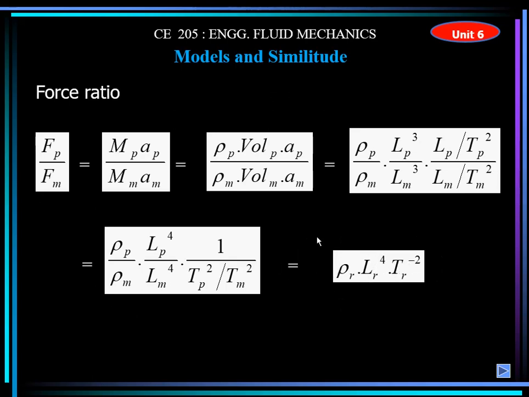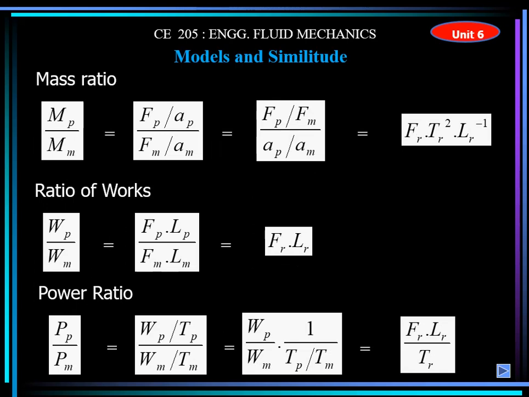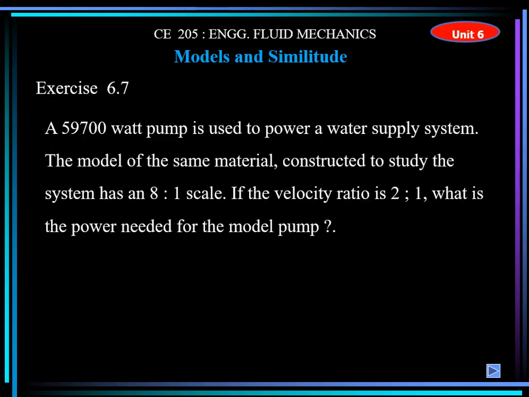So the force ratio equals rho r LR square TR minus 2, that is, 1 over TR squared. Similarly, you can apply this to the mass ratio. You will get this formula FR TR square over LR, and then the work ratio also. You can calculate the work ratio WR, which is force into distance, FR LR, and the power ratio PR equals force multiplied by the length divided by the time. So FR LR over TR. So these four formulas you have to remember, which can be applied in the dynamic similarity. Let us see how to apply them in the numerical.